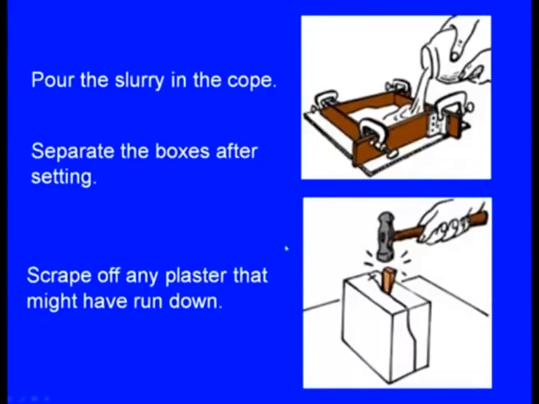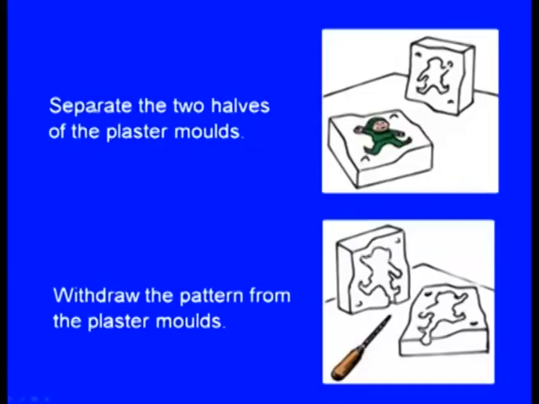Now, you see, this is the mold. Now, scrape off any plaster that might have run down. If any plaster is unnecessarily occupying anywhere, that must be scraped off or broken and eliminated. Separate these two halves of the plaster molds. So, these must be separated.